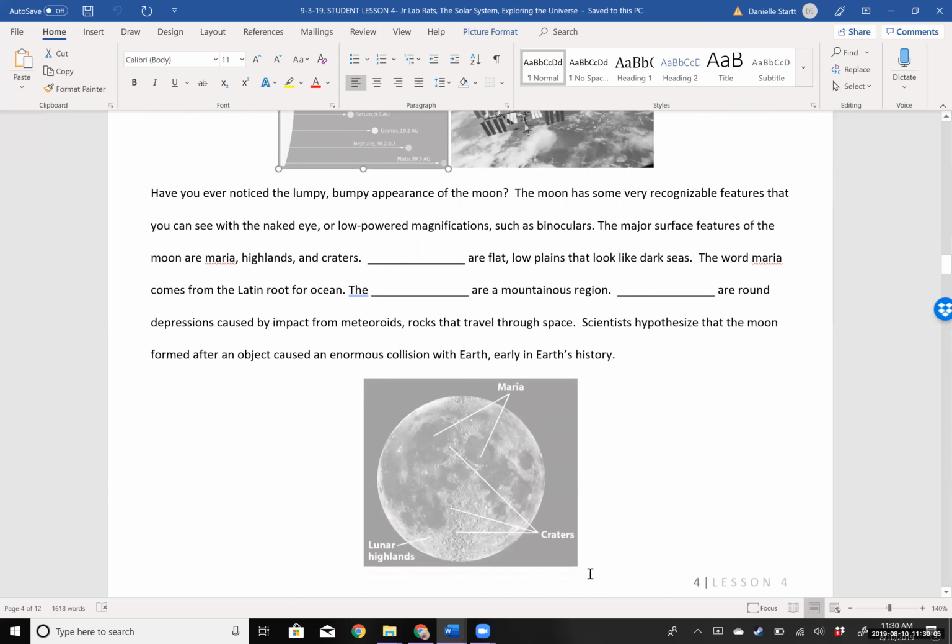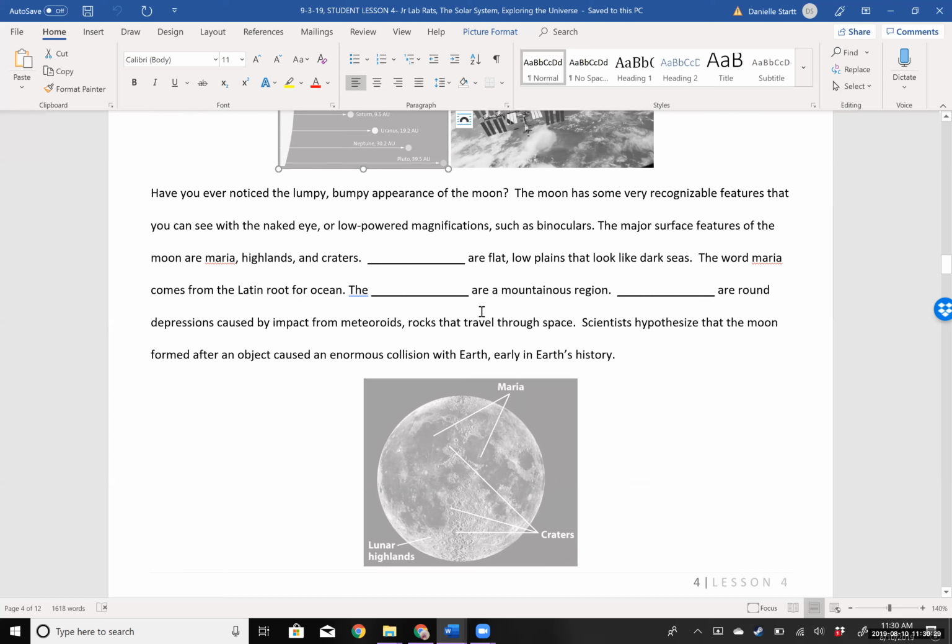Okay, now this is all context clues. Let's see if you can figure it out. Maria, highlands, and craters. Blank are flat, low plains that look like dark seas. The word maria comes from the Latin root for ocean. So what do you think might be a flat, low plain that looks like a dark sea if maria comes from the Latin root for ocean? So we're looking at maria, highlands, or craters. One of them is going to go in that blank.